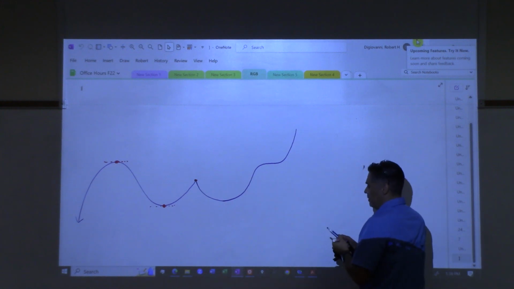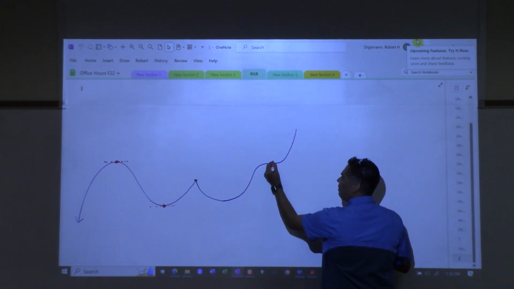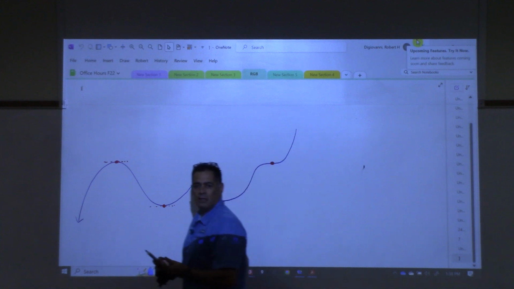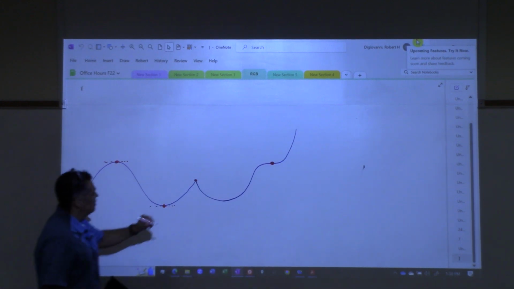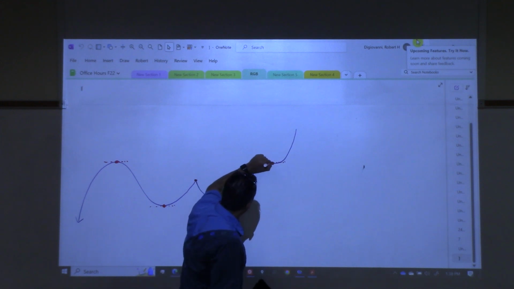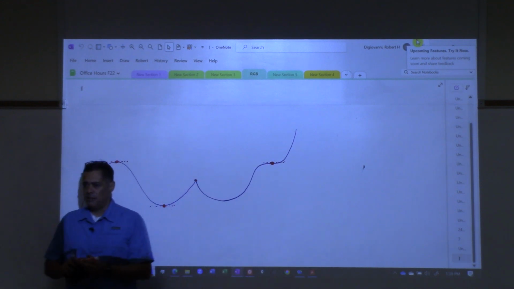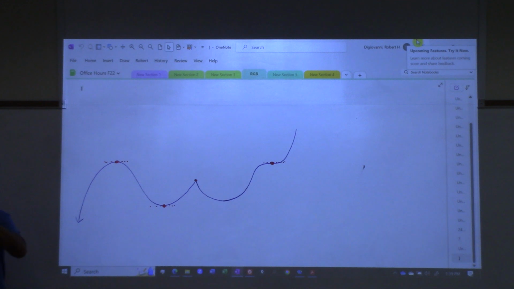All right. Tell me about this point right here. What is the derivative there? The derivative is, it's flat, right? The derivative is 0, isn't it? The derivative is 0, but it's not a local max or min, is it? What does the theorem say?